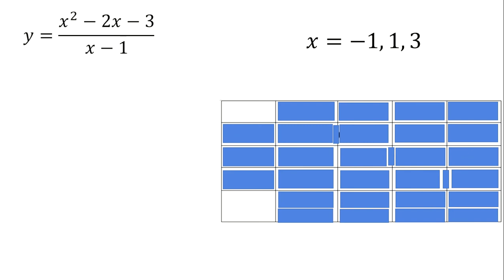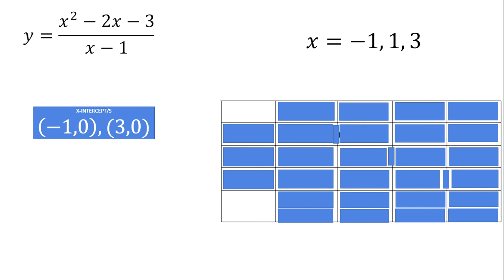Let's have this last example. What about this one? As you can see here, we need to identify again the intercepts and then the asymptotes. In this case, if we let y be equal to 0, we have the x-intercepts. So x squared minus 2x minus 3 equals 0, and we have the values of x as (-1, 0) and (3, 0). And then for the y-intercept, we let x be equal to 0. If we let x be equal to 0, then y is equal to 3. So (0, 3).